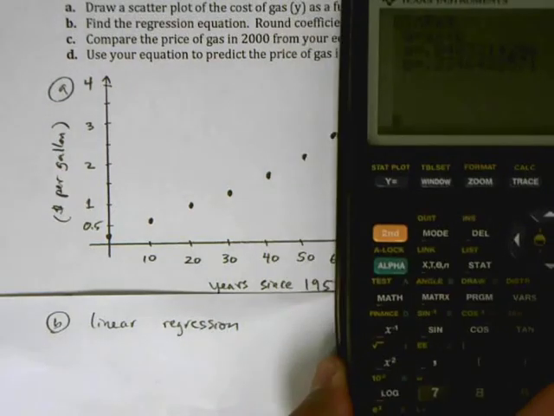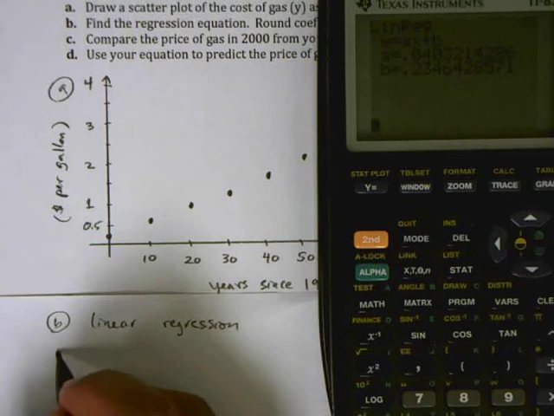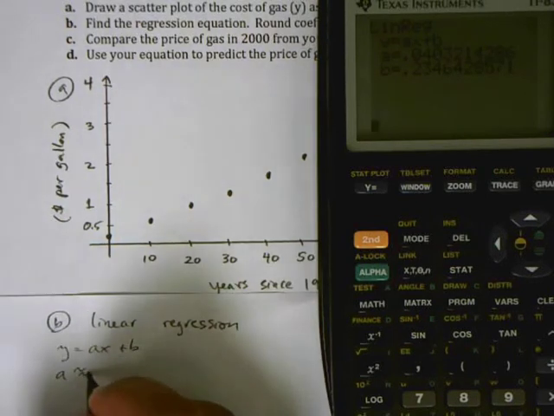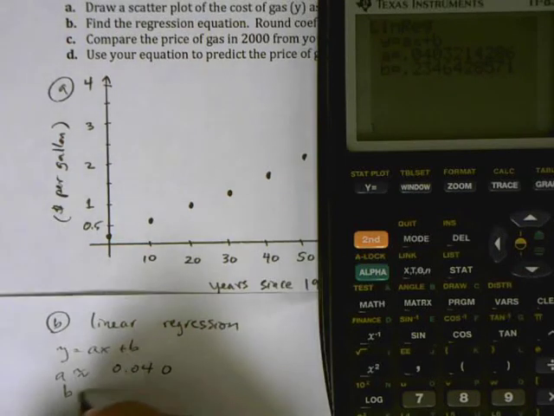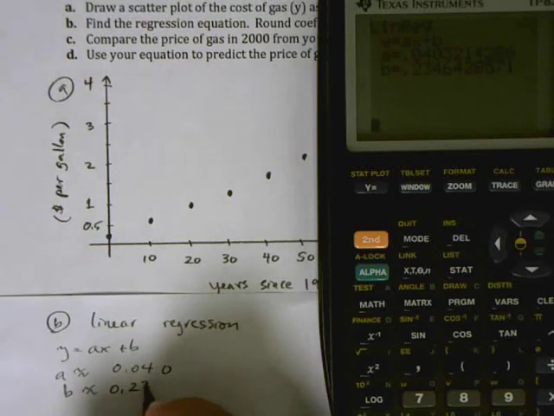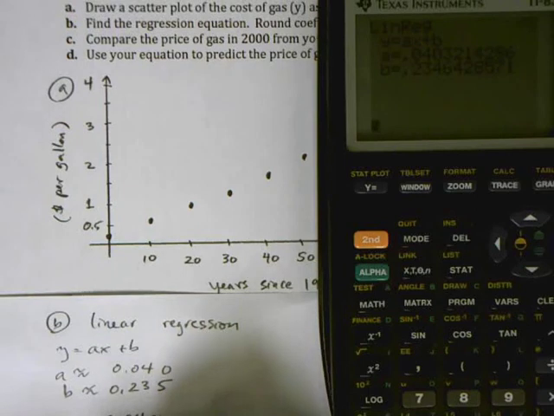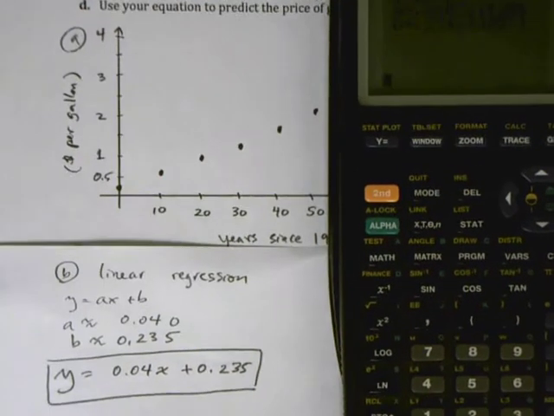Okay. And I'm going to write this down here. So I'm rounding this to the nearest thousandth. So y equals ax plus b. And a is approximately 0.040. B is approximately 0.235. Okay, so my final equation is y equals 0.04x plus 0.235. Okay, so let me slide that up there. We can see a little bit better.